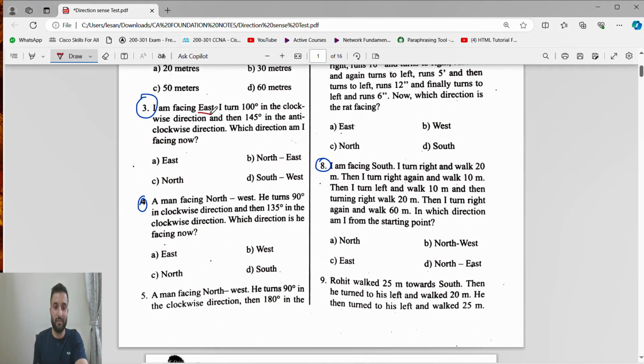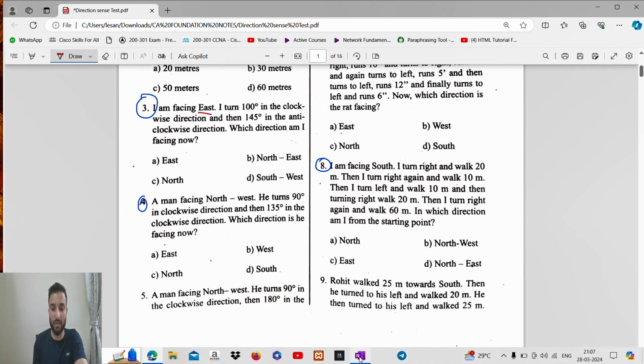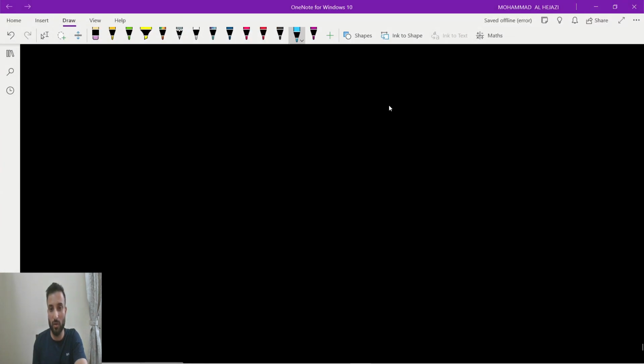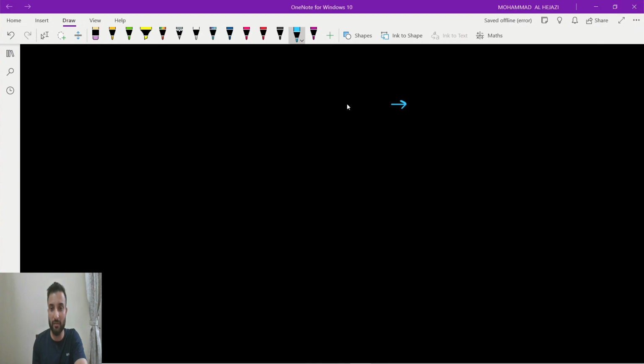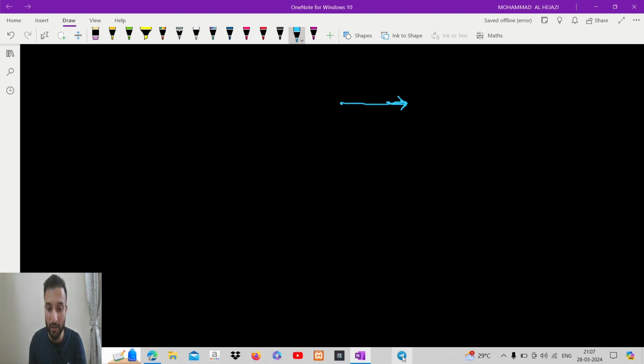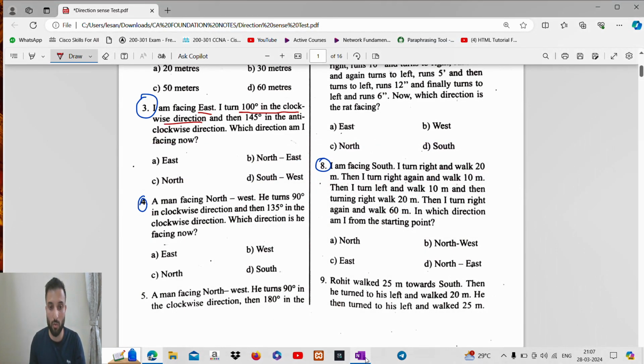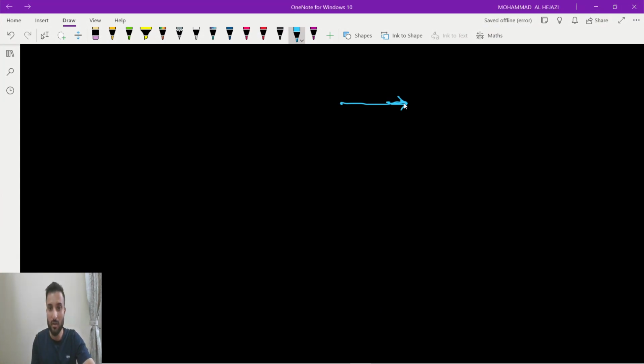So now we'll go for the next one, yeah, this one. I am facing east. What is the question? The question is I am facing east. Okay, fine. So he is facing towards east. His face is towards the east side. Question is I turned 100 degree in the clockwise direction. So guys, his face is like this side, east. He moved 100 degree in clockwise. Clockwise means right side. So 100 degree, guys, from here to here, how much? 90 degree. So 100 means a little more than this, right? So this is a 100 degree in a clockwise direction.